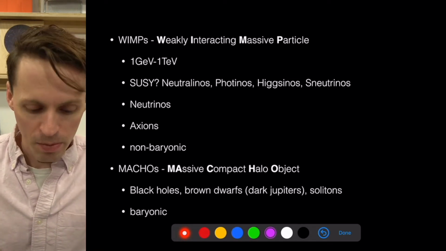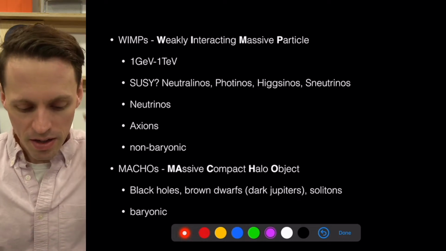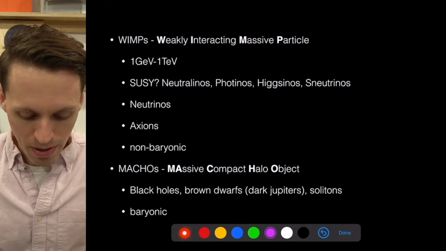So what could dark matter be? It could be weakly interacting massive particles. It could be called WIMPs. Could be MACHOs, massive compact halo objects.